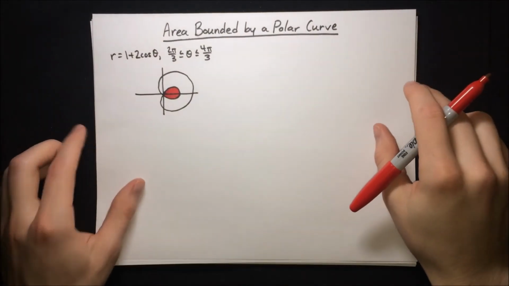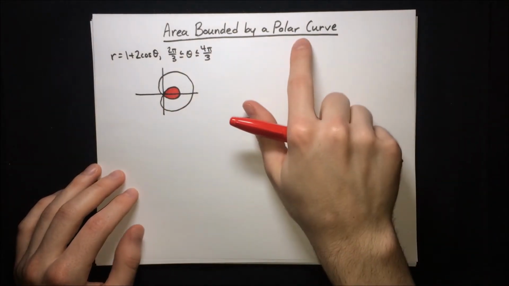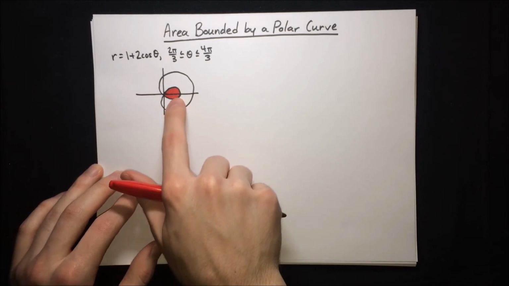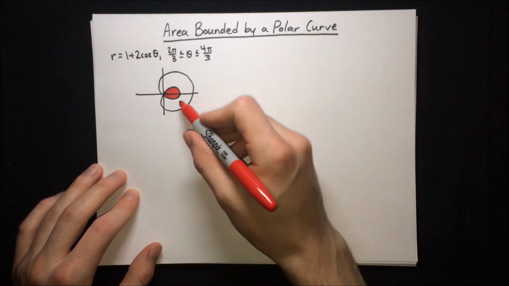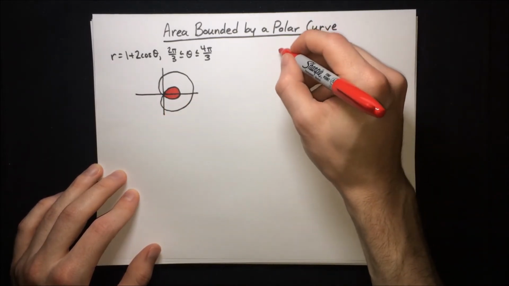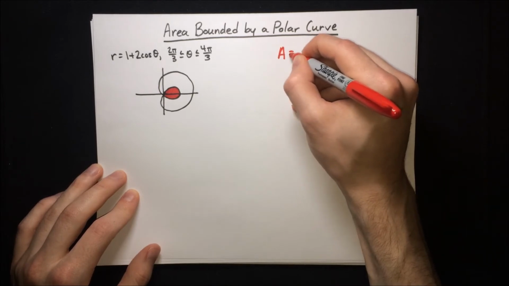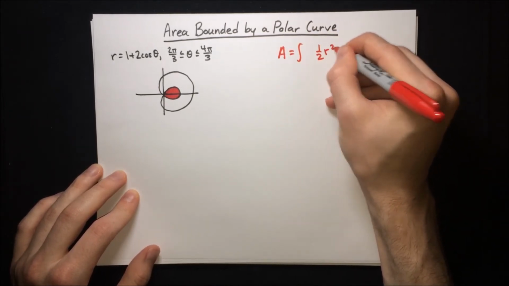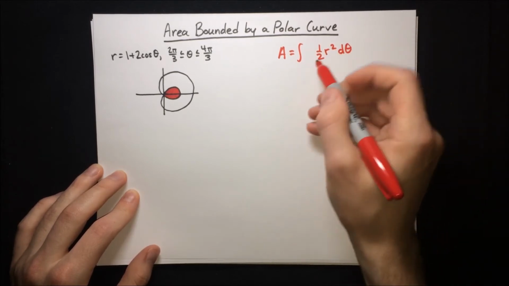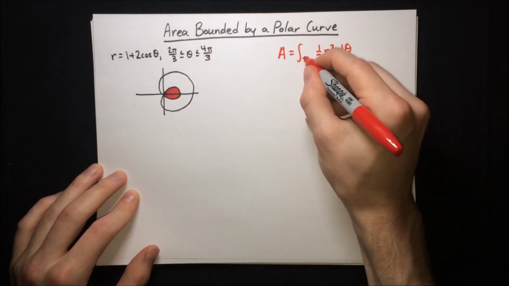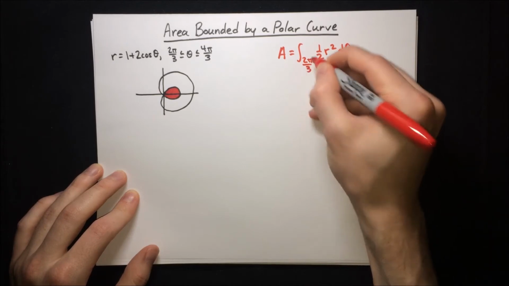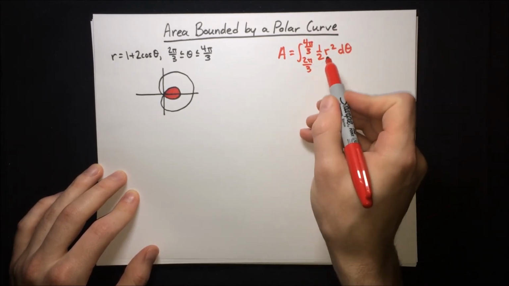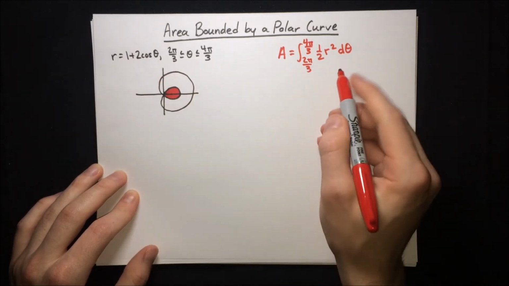Here's another example of finding the area bounded by a polar curve. For this curve, we want this section inside, and the way we're going to find the area of that section is just like before. We're going to set up the area integral. Area is the integral of a half r squared d theta, and we'll plug in our bounds for theta, 2 pi over 3 and 4 pi over 3, and then we'll just substitute in for r and evaluate the integral.